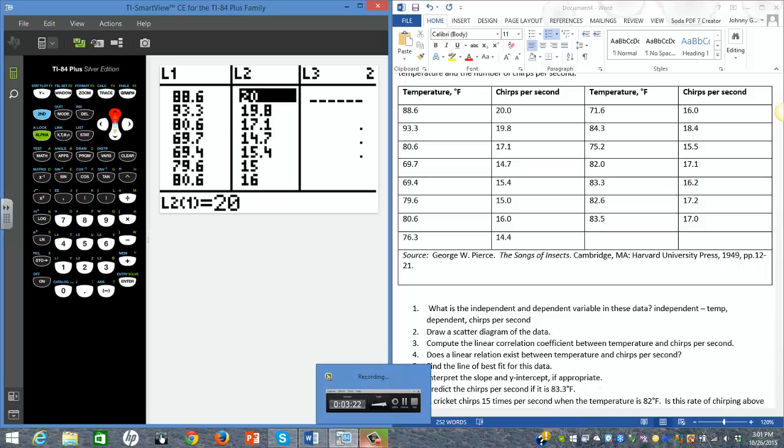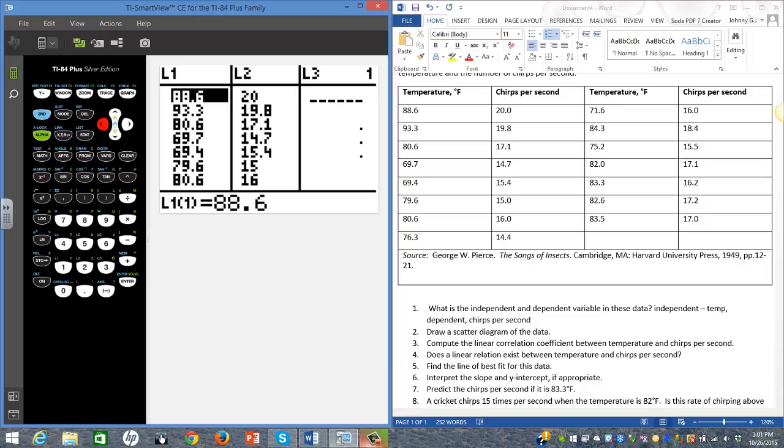Alright, so I went ahead and put all the data in. It does not hurt to go and check and make sure that you have the correct data. All of L1 is all my temperature values. All of L2 is all my chirps. I already went back and double checked, and sure enough, I did have a data point wrong. Not wrong, just entered in there and it shouldn't have been. So I have all my data points in there now.